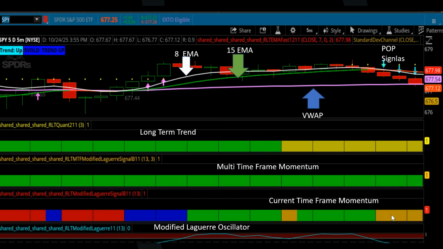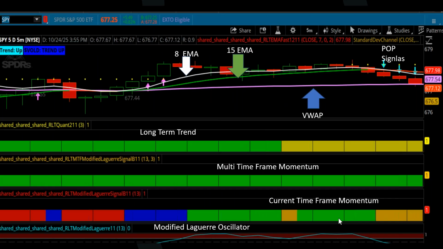Yellow and red is bearish. Green and blue is bullish. Right? Those are the 4 colors. It's always going to be one of those colors. But when you're trading an intraday trade, when you're not talking about a swing trade, when you're talking about an intraday trade, all you're going to use is the current time frame momentum along with the indicators up here.